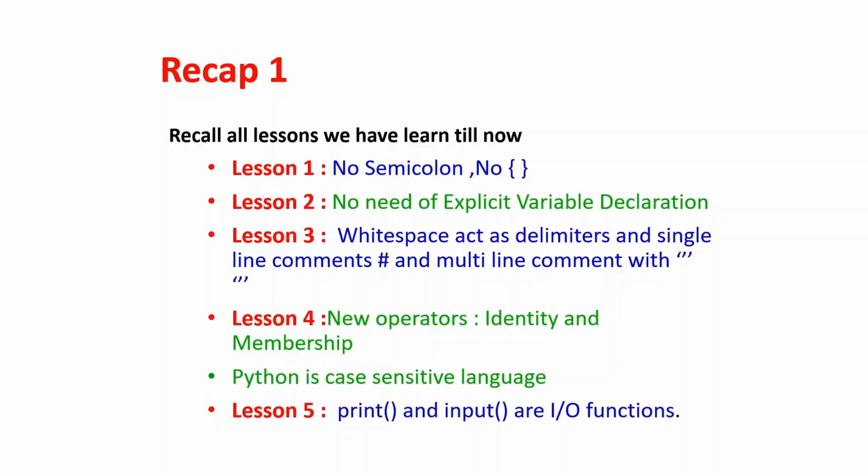So what we have learned from this session is: no semicolon, no curly brackets needed, no explicit variable declarations. White space acts as delimiters, and the single-line comment is hash, and this is your multi-line comment. New operators, that is identity and membership. Python is a case sensitive language. print and input are the input output functions.